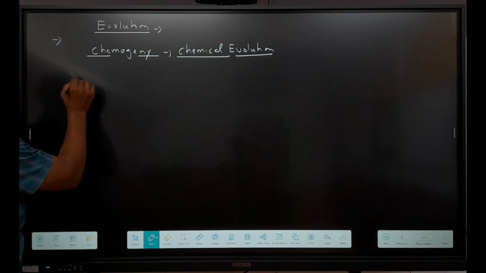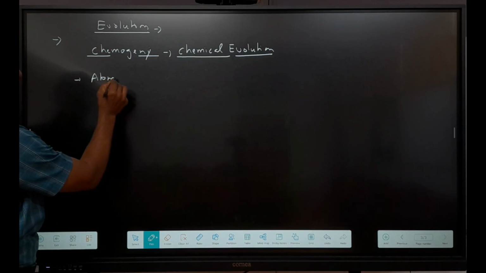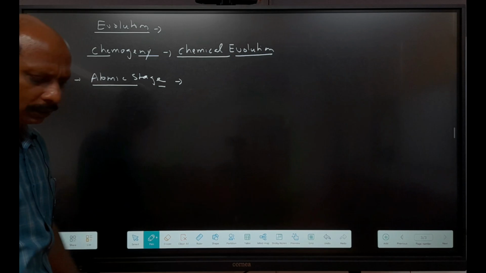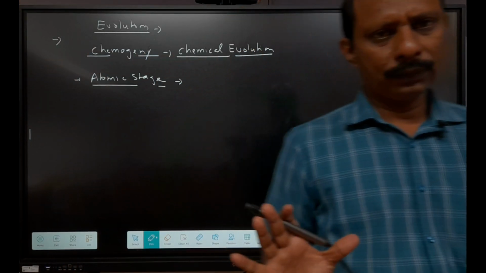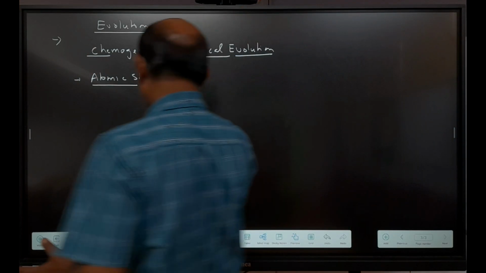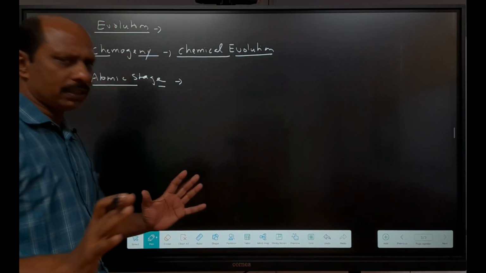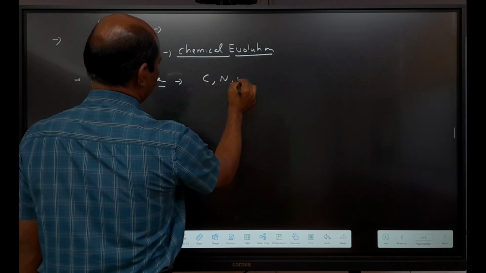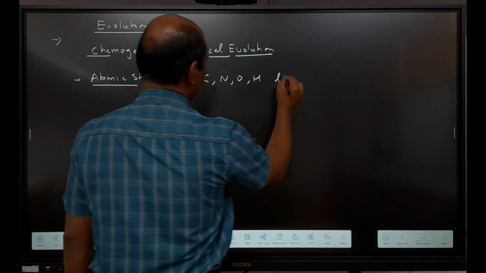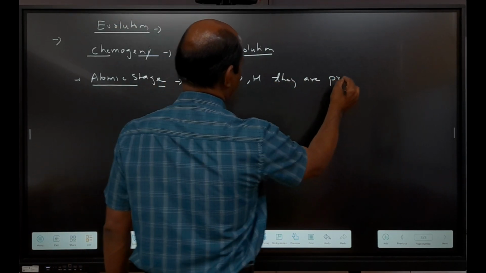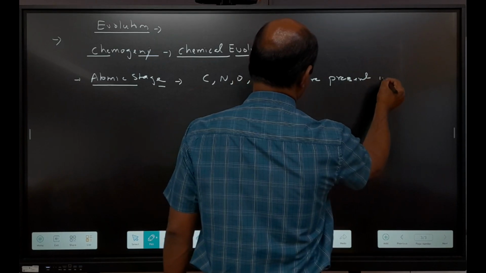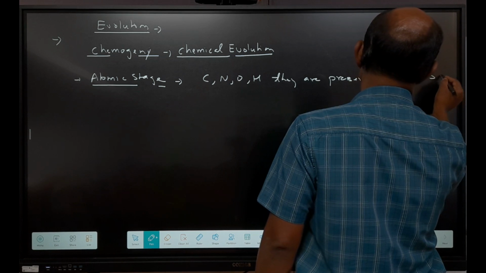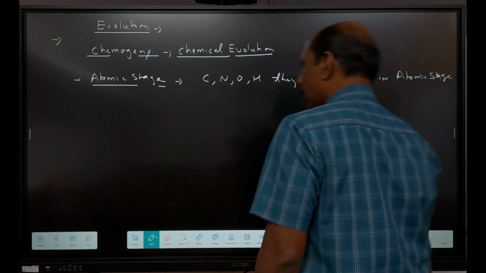First, we know it is our atomic stage. Atomic stage means what happened at this stage. At this stage, the Earth is only a gas. It is a gas, right? So gas means what? All the substance which is present is in atom form. Here carbon, nitrogen, oxygen, hydrogen are present in atomic stage. Right? First thing is atomic stage.